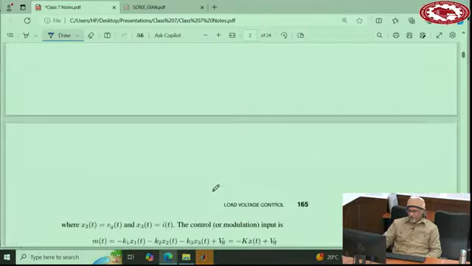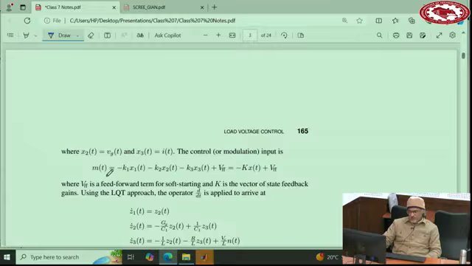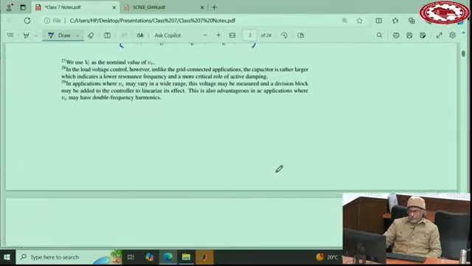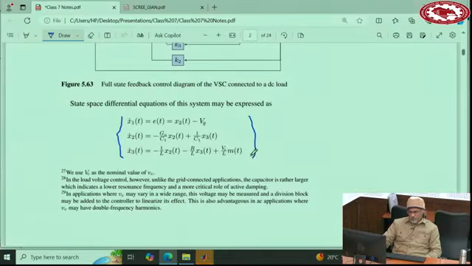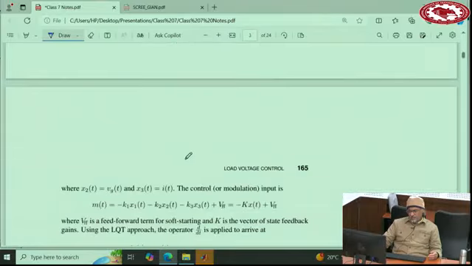Okay, and the modulation index is negative K1 x1, negative K2 x2, negative K3 x3, plus the feed forward term. So negative Kx plus VFF. Now you see both the state space equation and the control equation have some additional terms. The additional term here is this one. And what I mean by additional term is comparing to the LQR, or regulation problem. And in the control it is this one.